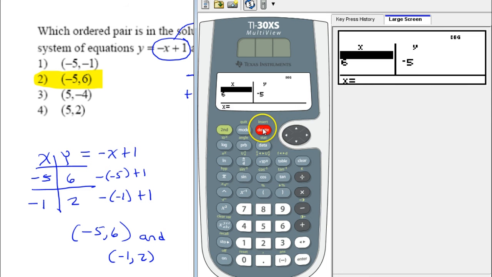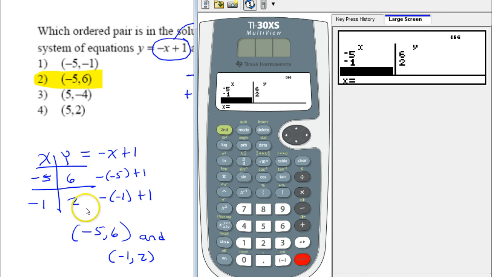I'll just delete these. So my x values were negative 5 and negative 1. So I could type in negative 5 and negative 1. And the calculator will just give me the y values that go with those x values, the 6 and the 2 that I got by hand. The calculator will do that for you if you ever need that service.